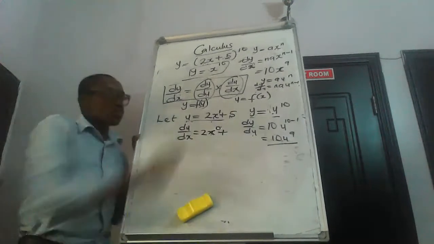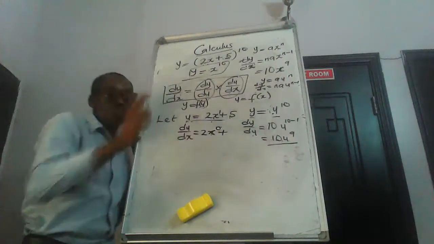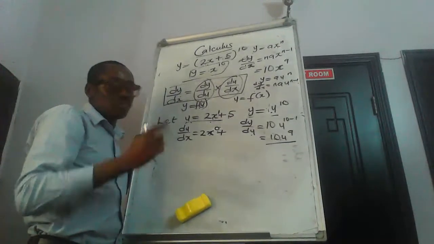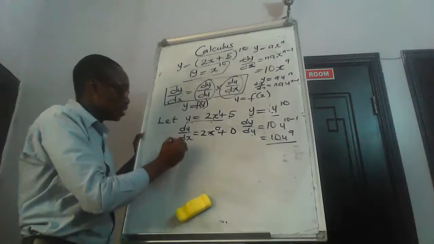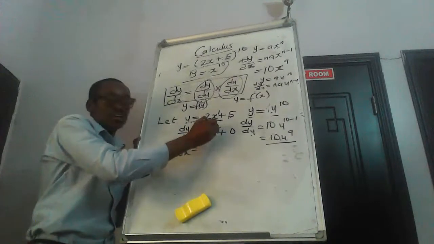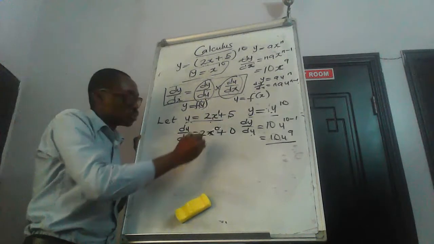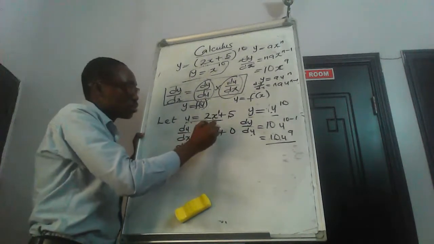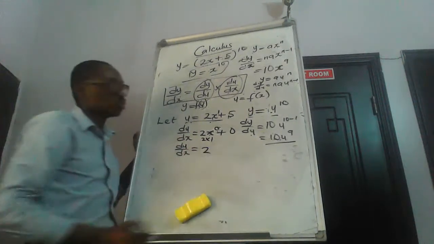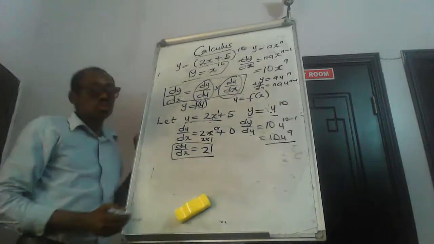Then over here, this is a constant, this is a number. When you differentiate a constant or a number, you end up with 0. So at the end of the day, du/dx is equal to 2 times x raised to power 0, from indices. Anything raised to power 0 is equal to 1. So we have that x raised to power 0 here is 1. So you have 2 times 1, which is actually equal to 2. So your du/dx is equal to 2.